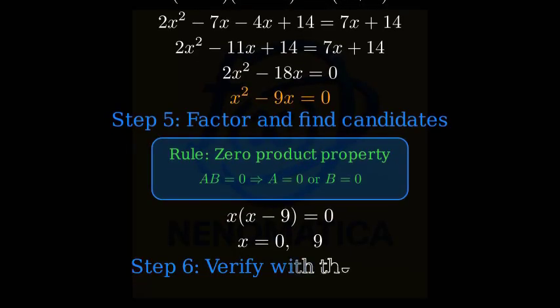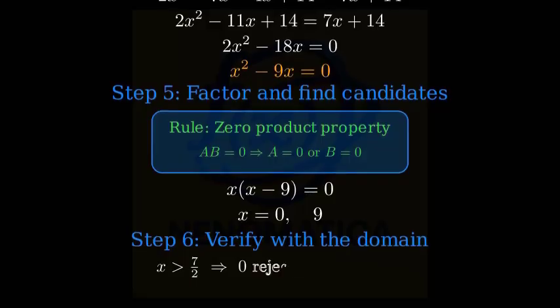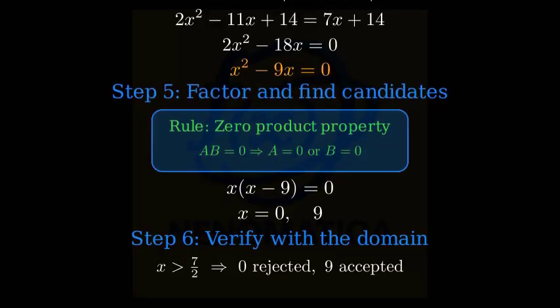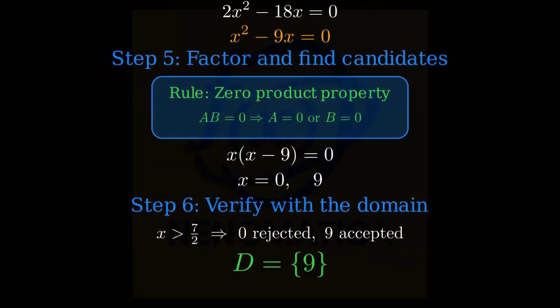Step 6. Check candidates with the domain x greater than 7 over 2. 0 does not satisfy the domain, but 9 does. Hence, the solution set is D equals the set with element 9.